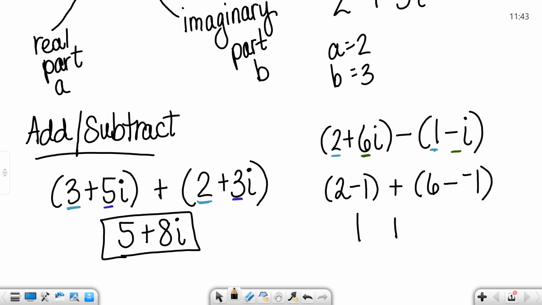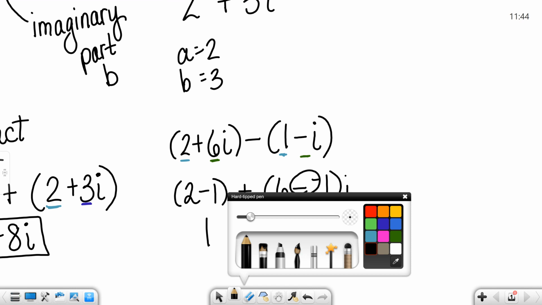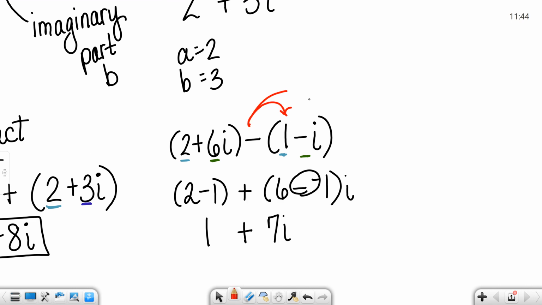So that gives me 1 plus, and this one has, this is our imaginary part, so those have an I with them. That 6 plus 1 is actually 6 plus 1, so we get plus 7i. Now, another way you could do this same problem, if you're like, oh my gosh, I don't even know what just happened there. Another thing you could do here is you could say, I'm going to distribute that negative. And so my problem would change to say 2 plus 6i minus 1 plus i. And then we would just combine like terms.